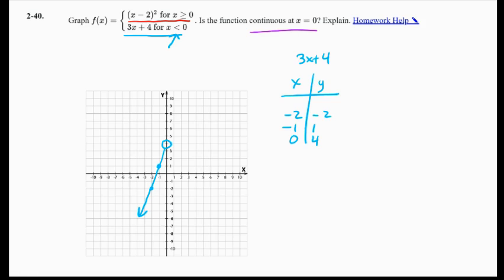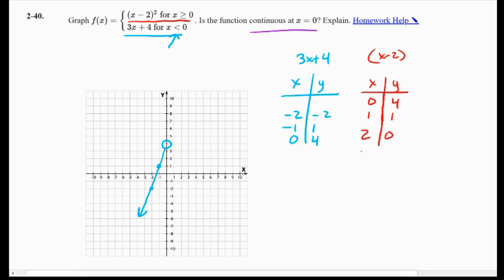Then my red function here is (x minus 2) squared, and I'm going to plug in some x values to get some y values. I'll do 0, 1, and 2. When I plug in 0, 0 minus 2 is -2, squared is 4. When I plug in 1, 1 minus 2 is -1, squared is 1. 2 minus 2 is 0.